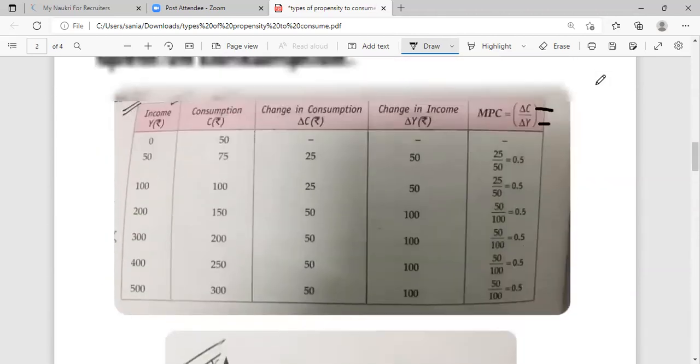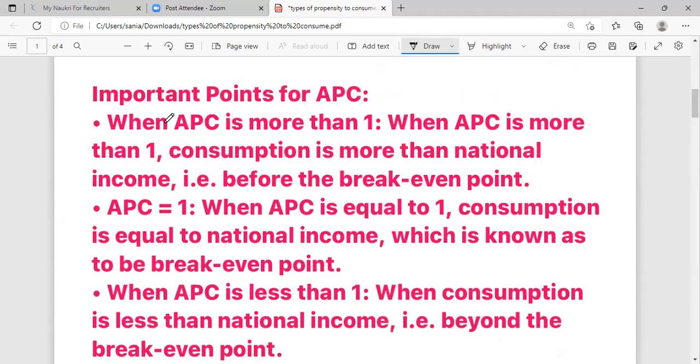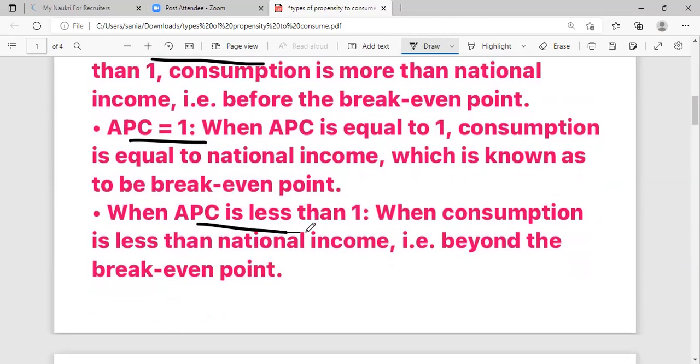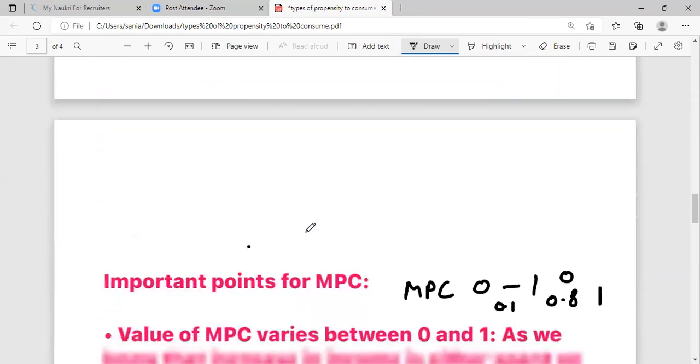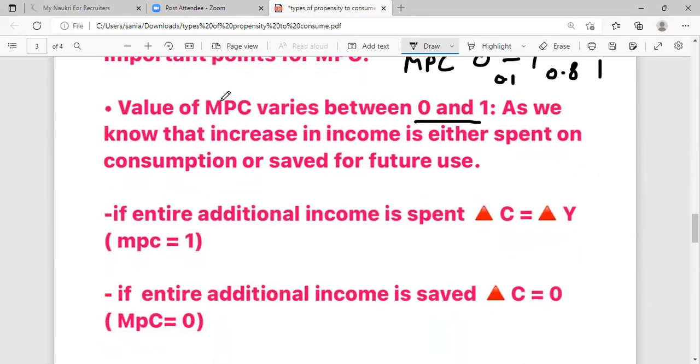What was it for APC? It can be 1, it can be more than 1, and it can be less than 1, right? If you remember APC, three situations were there: when APC is more than 1, when APC is equal to 1, and when APC is less than 1. But for MPC, you will only say between 0 to 1. So the value of MPC varies between 0 to 1, as we know that the increase in income is either spent on consumption or saved for the future.